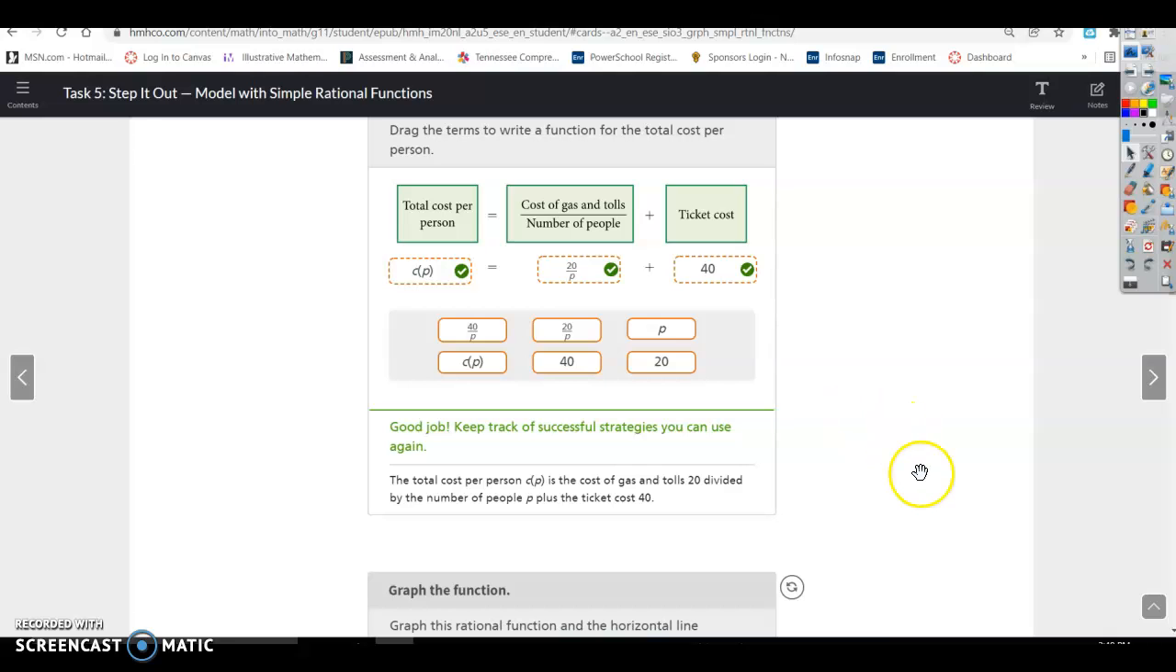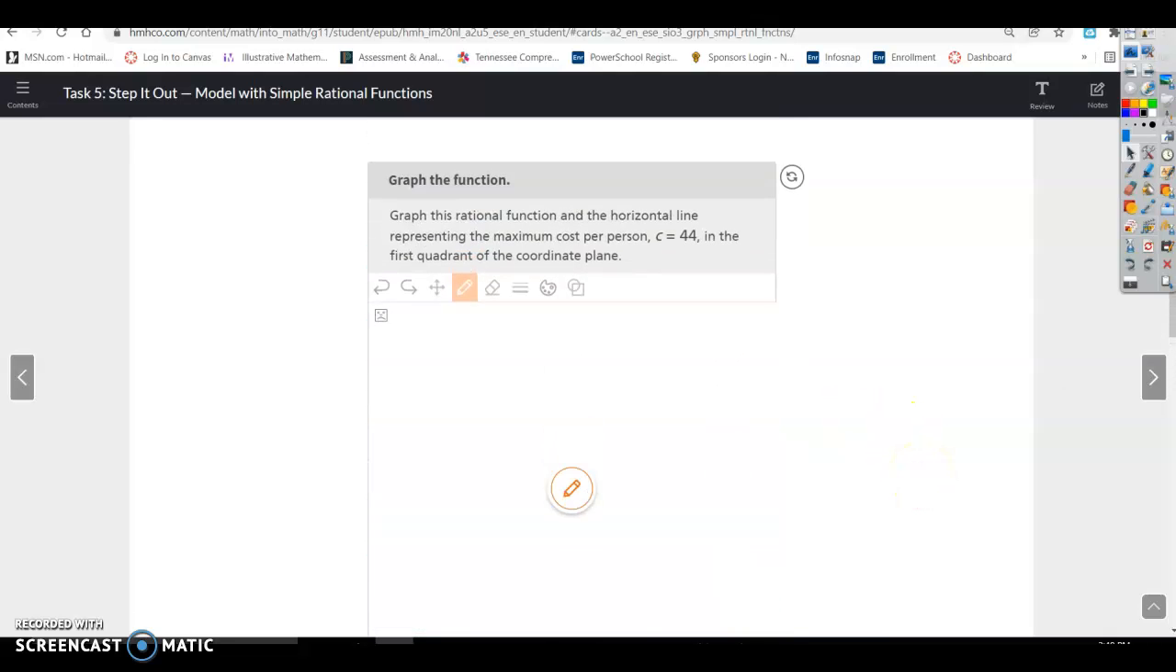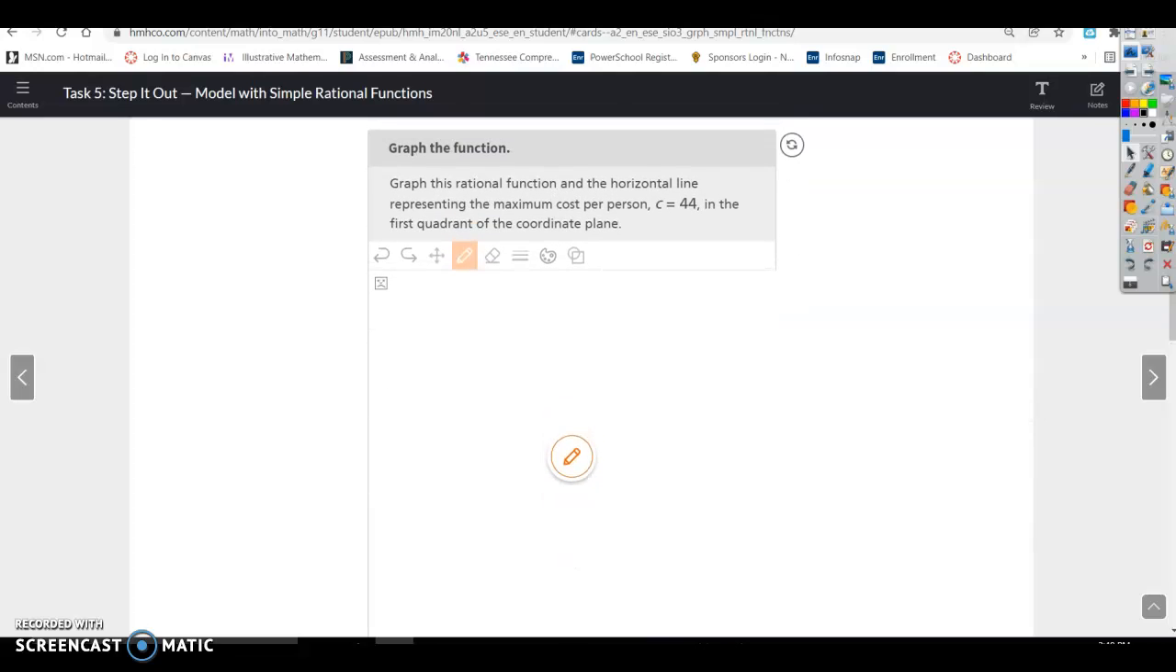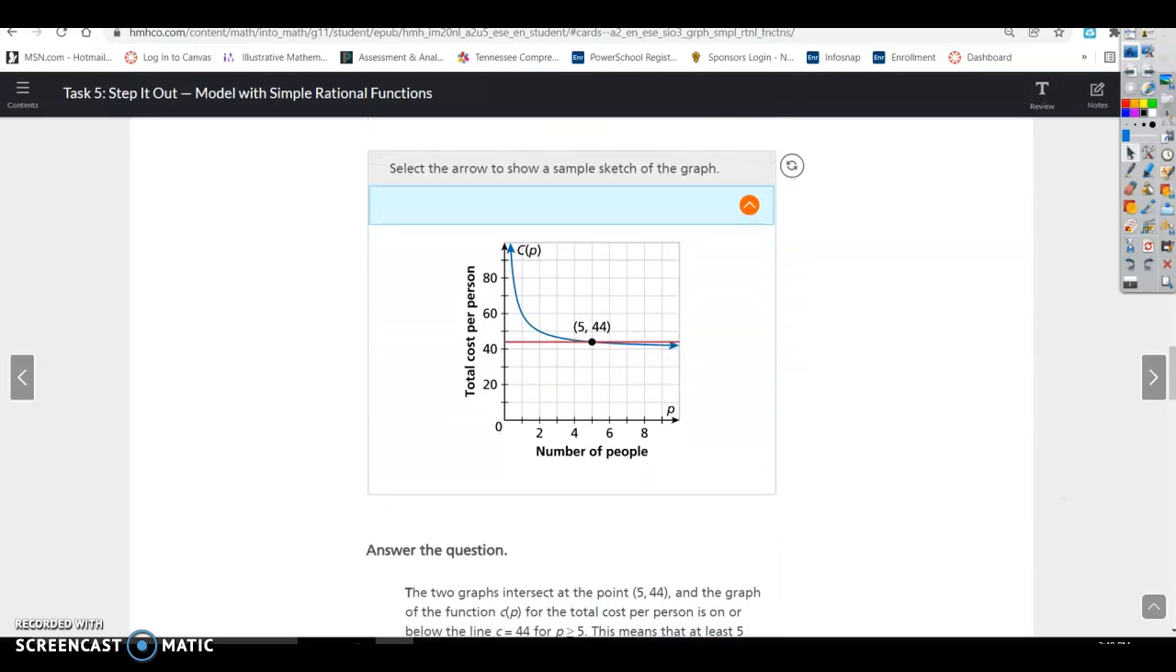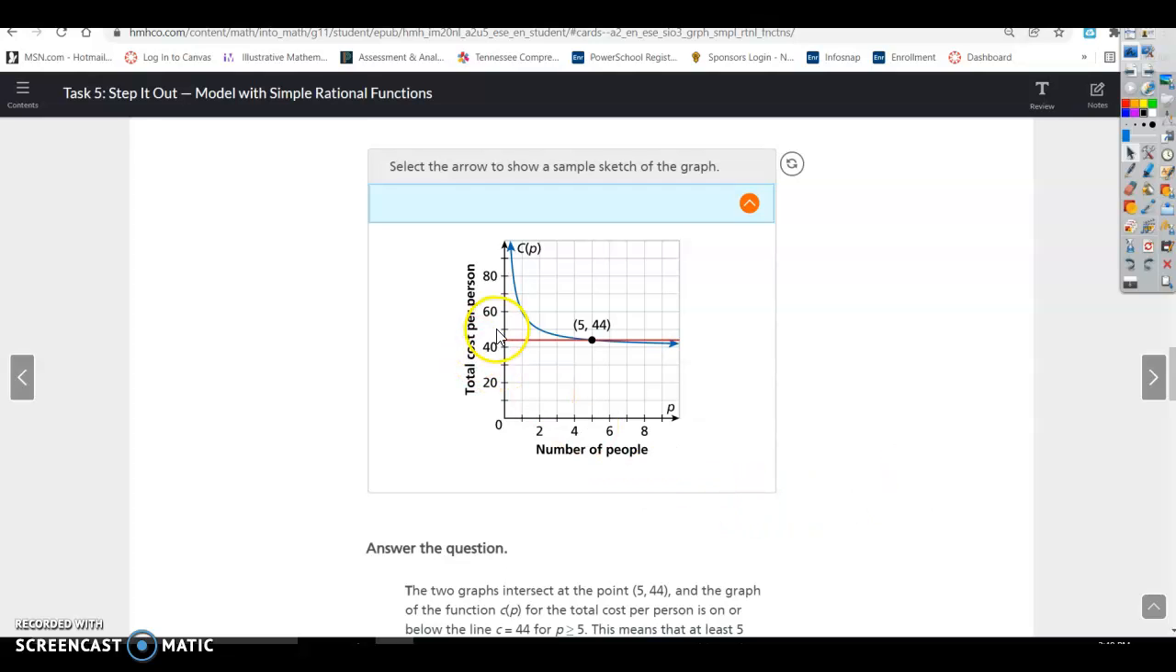All right, then it says graph this rational function and the horizontal line representing the maximum cost per person, C equals $44. So that's the most they want to have to pay. So we want to find out where it would work so that they don't have to pay more than $44 each. You're only going to have to graph in the first quadrant. If you look here, they have graphed this for us. This is the horizontal line at 44 because they don't want to pay more than $44. And then here's our graph of C of P.